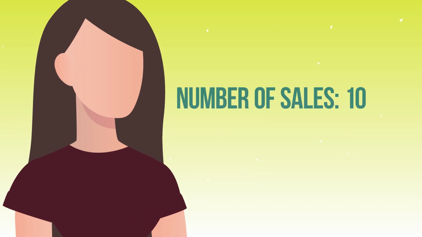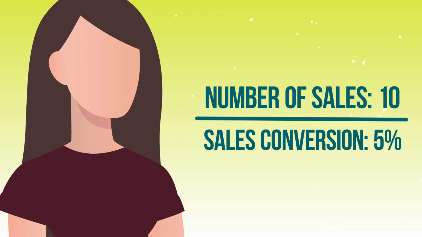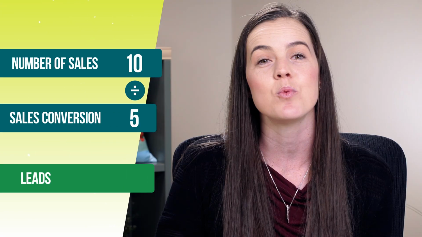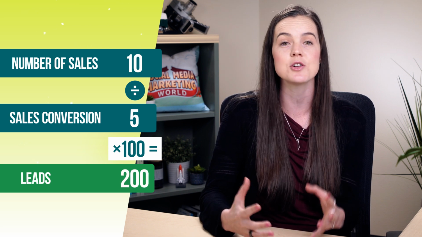So then we take the number of sales we just defined and we divide that by the sales conversion we've chosen. So we would do 10 divided by 5, and we will multiply that by 100. That equals 200, so I need 200 email leads.